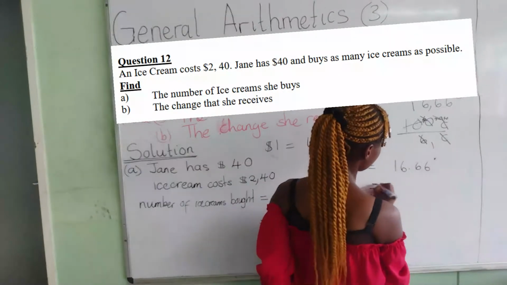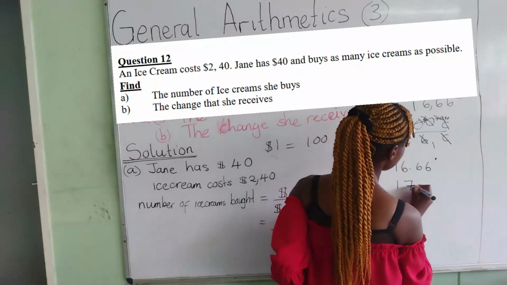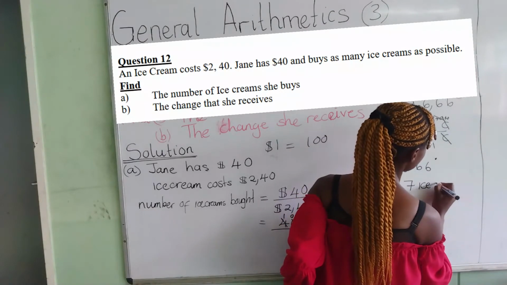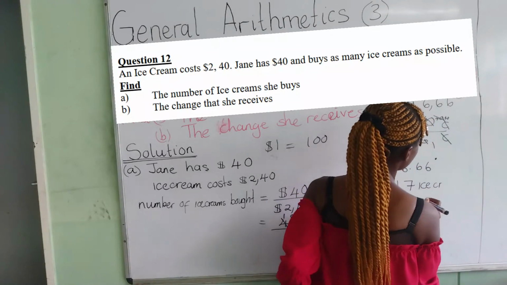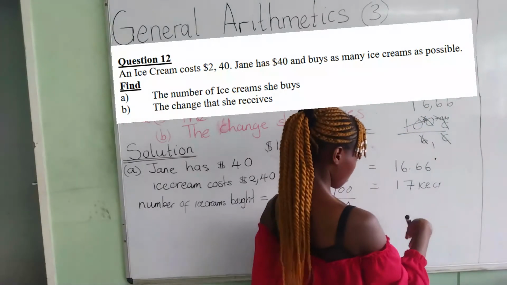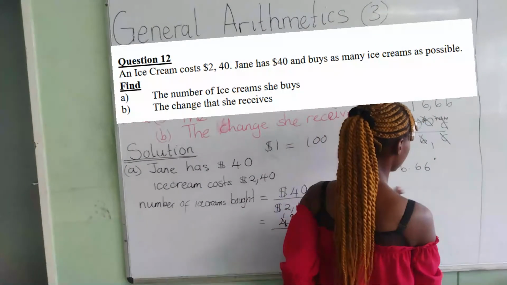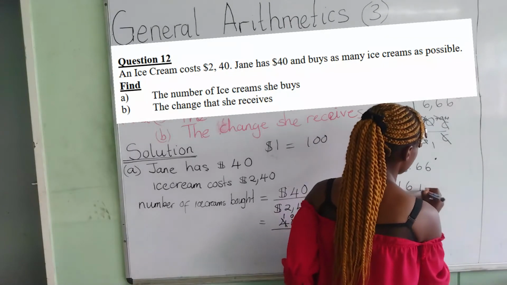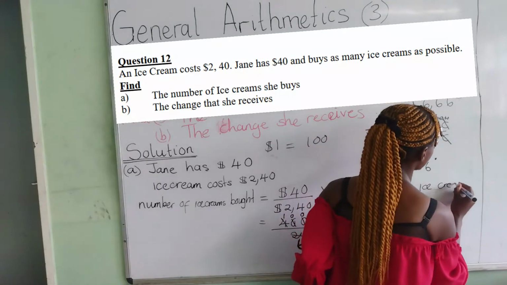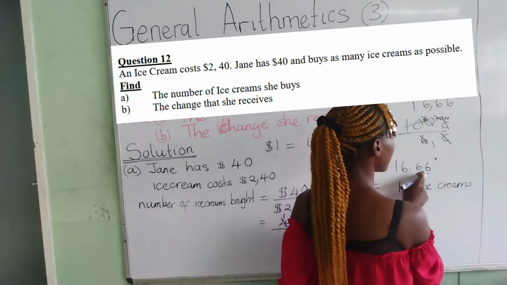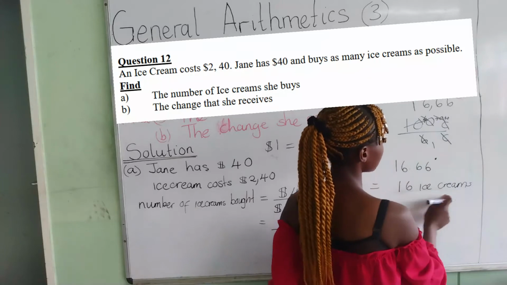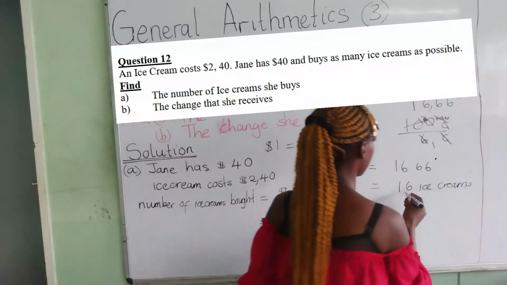But for us, we cannot obtain 16.66 recurring ice creams. So we are going to round below, which gives 16 ice creams. So here we round below, given by 16 ice creams.